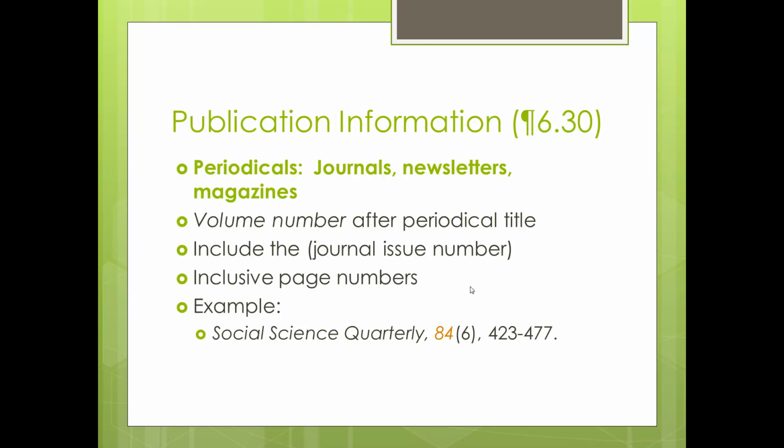For periodicals like journals, newsletters, and magazines, place the volume number in italics after the periodical title. You should include the journal issue number, not in italics, and page numbers, also not in italics. Let's look at our example. Here we see the title of our journal, followed by the volume number, issue number in parentheses, and page numbers.